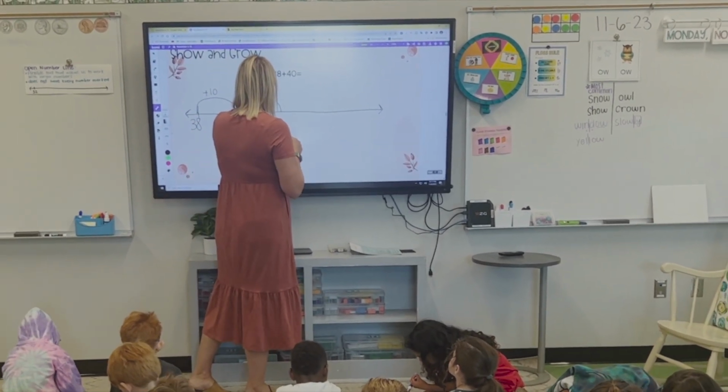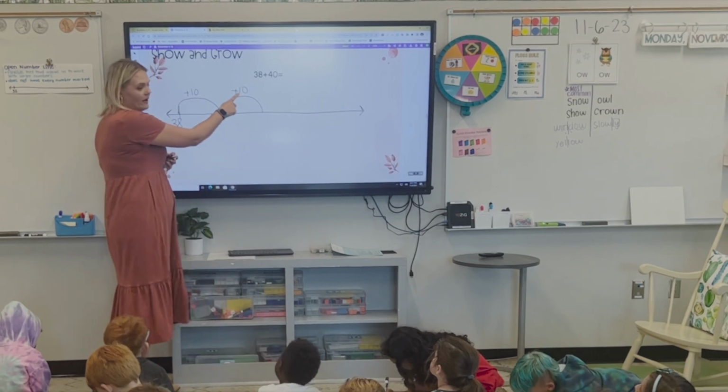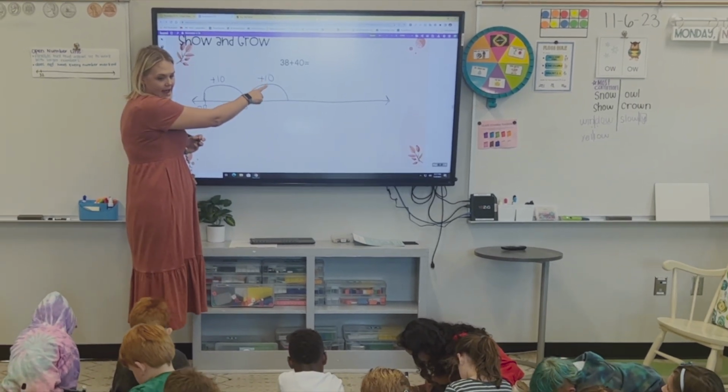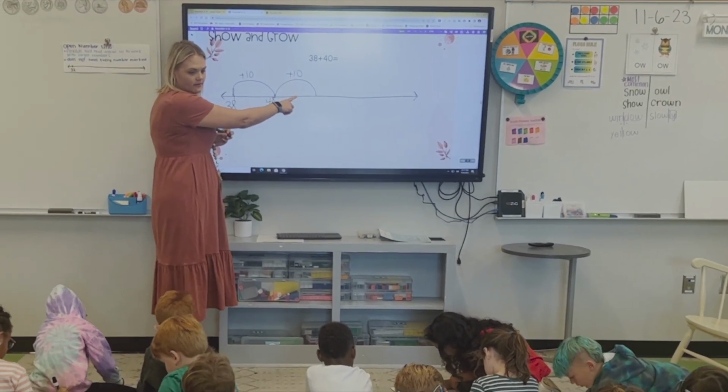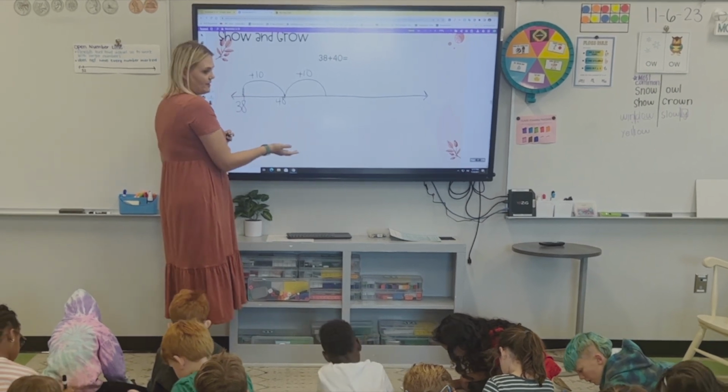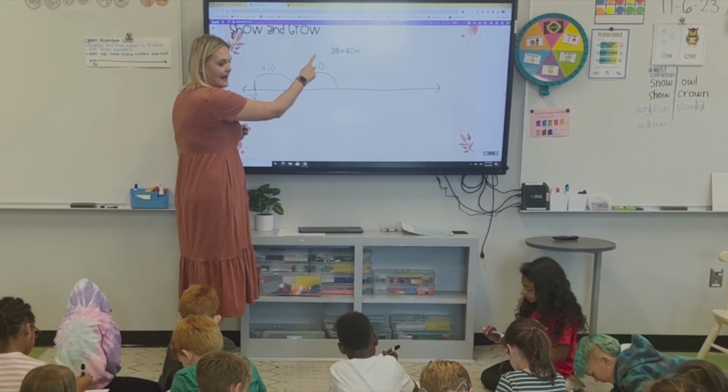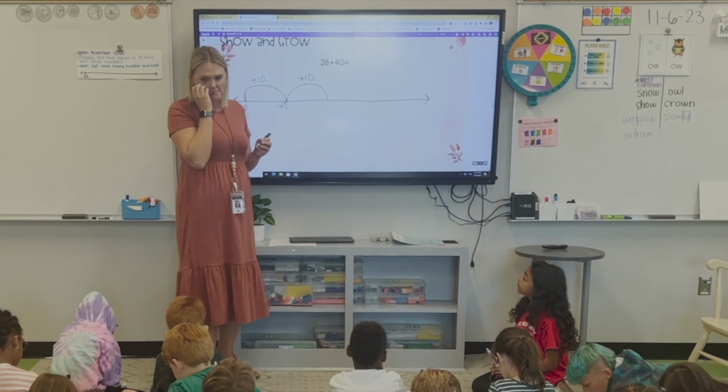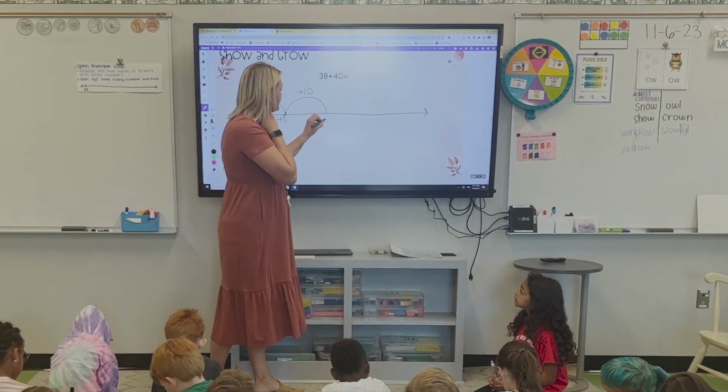Your next jump of 10, notice that above my jump, I tell what I did. I added 10. Then I have to decide what number am I at now. I was at 48. I added 10. What is that now? 58.